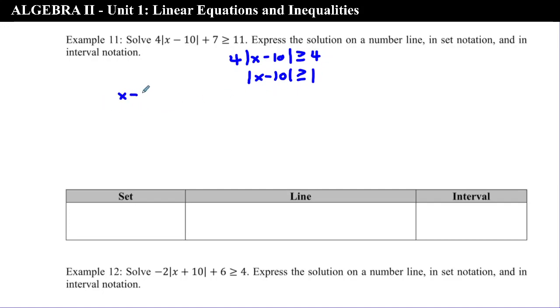We have x minus 10 is greater than or equal to 1. We have x minus 10 is less than or equal to negative 1. And then we're going to add 10 to each side. So we have x is greater than or equal to 11. And then we have x is less than or equal to 9. Since we have a greater than or equal to, when the absolute value is on one side by itself, we are going to be doing an or statement.